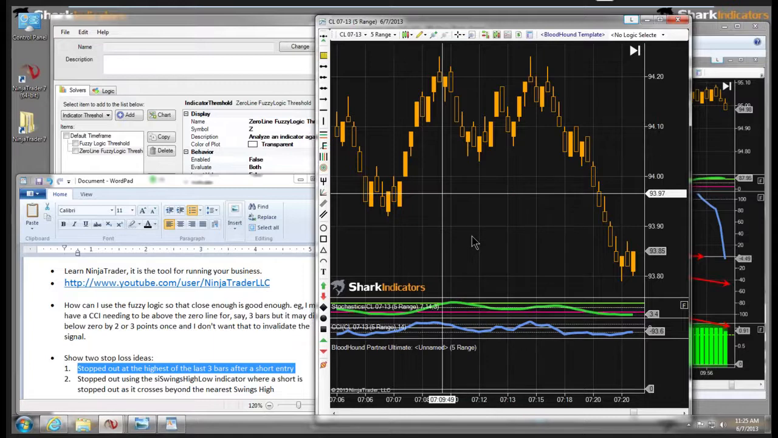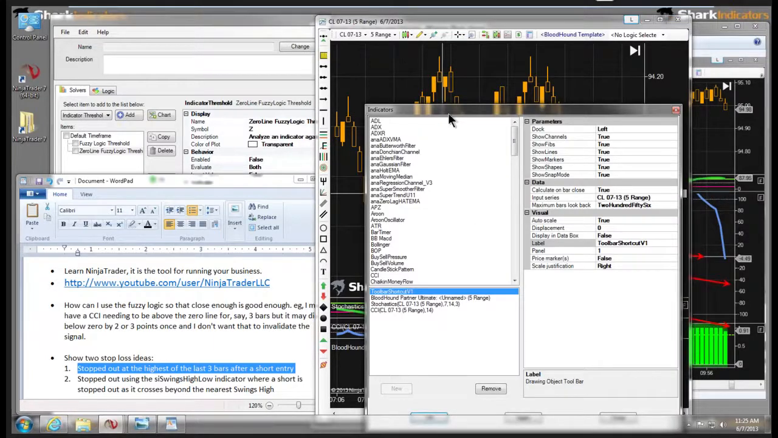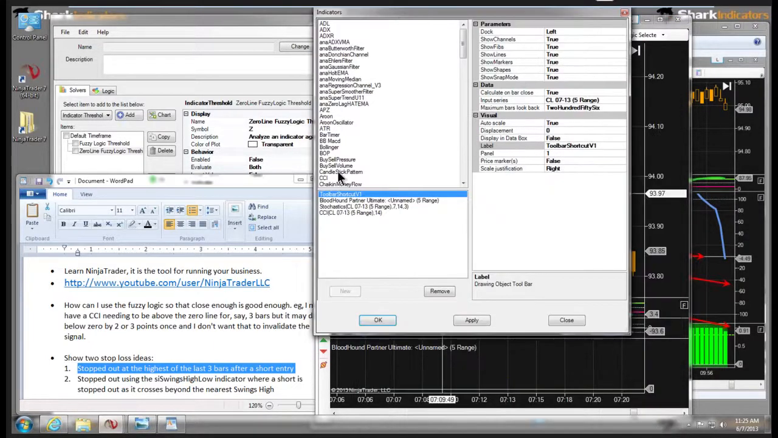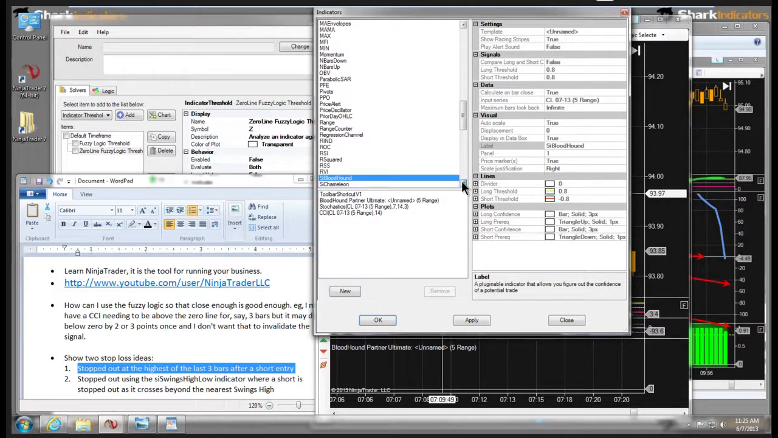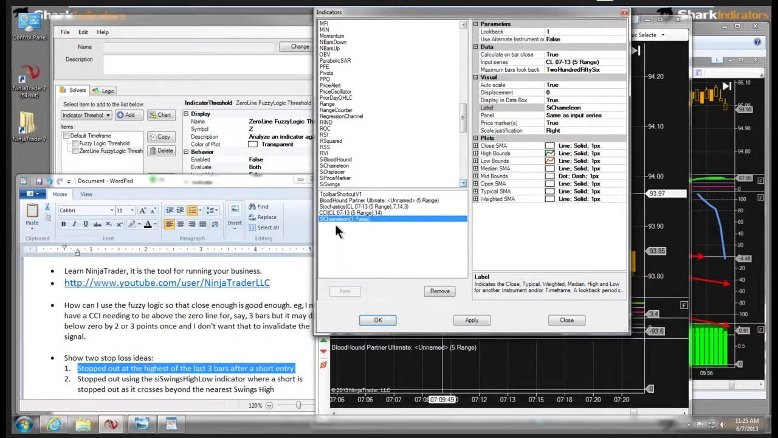It does have some functionality other than just passing bar price values to BloodHound. It does actually have some functionality that can be useful. And I'll demonstrate this for you.